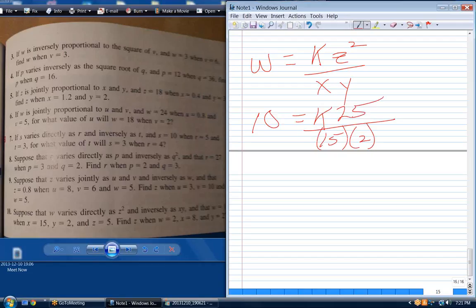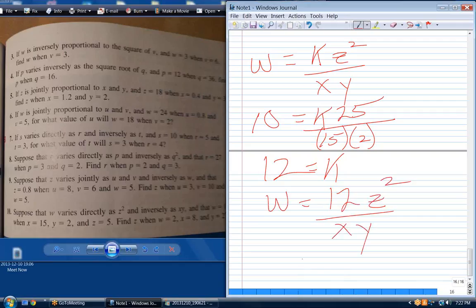So 10 equals K times 25 divided by 30. Right. Alright, so multiply everything by 30, you get 300 equals 25K. Then you get 12 equals K. Okay. W equals 12 times Z squared divided by XY. Find Z. So W is 2, X is 8, and Y is 27. So that's 216 at the bottom on the denominator.